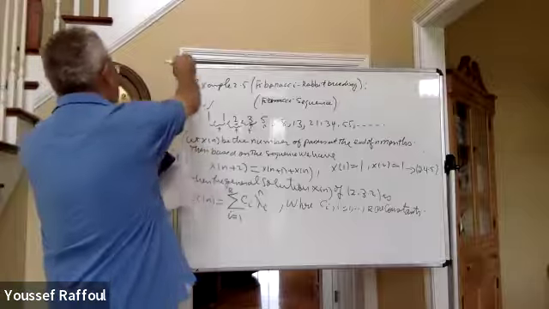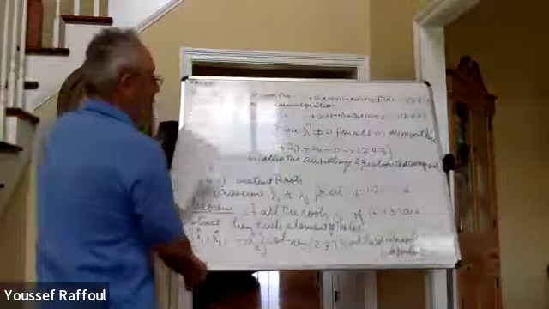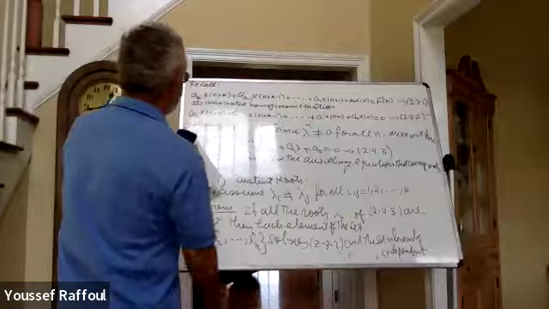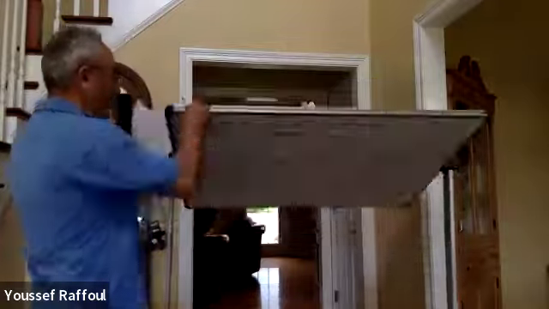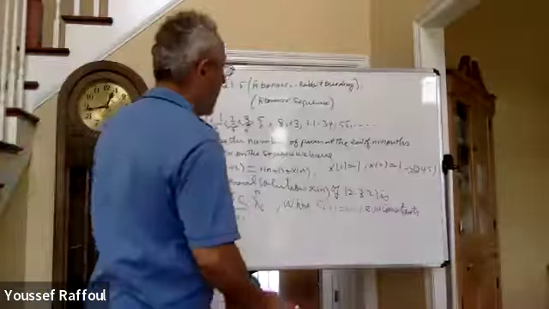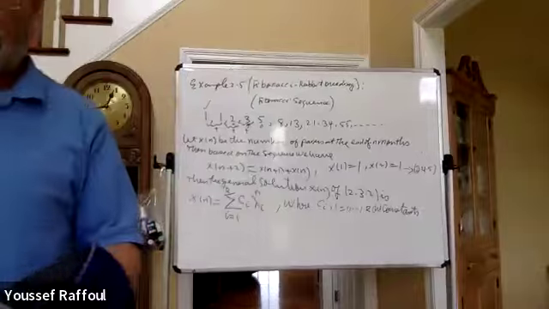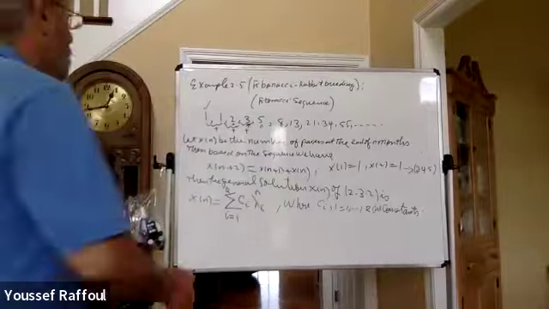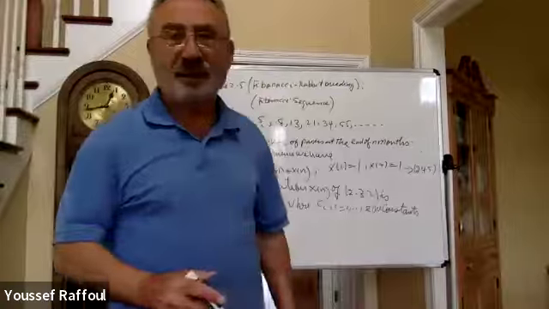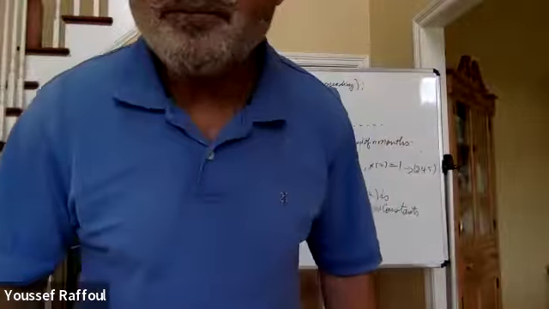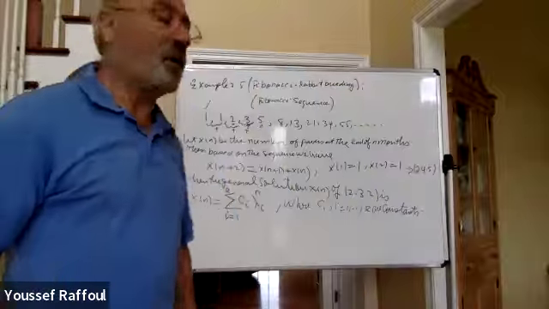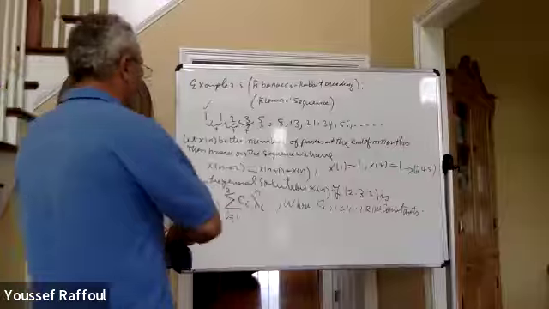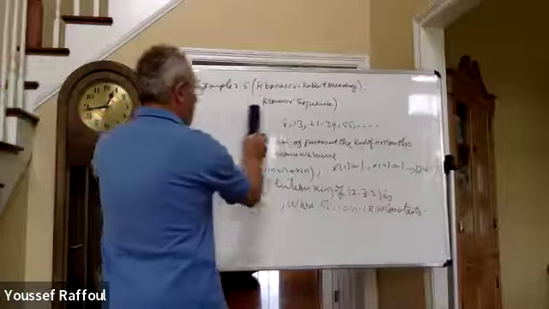Of 2.32, let me make sure I have my labeling correct. 2.32. Yes. Okay. All right. What time is it? 10:54. All right. So let's see how we can solve this problem.